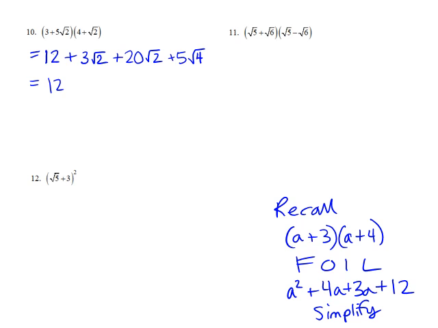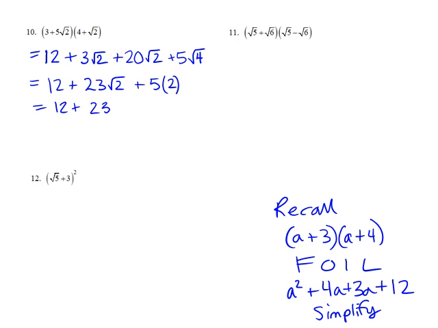The 12 is calculated. Now 3 square root of 2 and 20 square root of 2 are like terms, so we can make that 23 square root of 2. Then we have 5, and then the square root of 4 is a perfect square. Square root of 4 is just 2. So we actually have a calculation we can do here. 5 times 2 is 10.